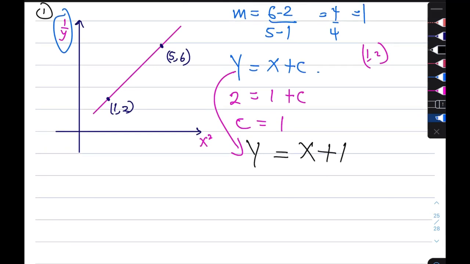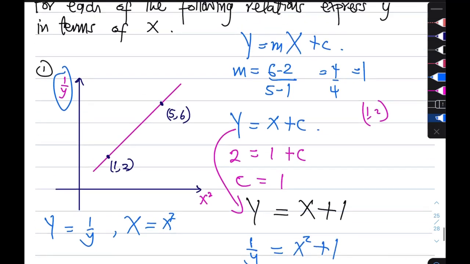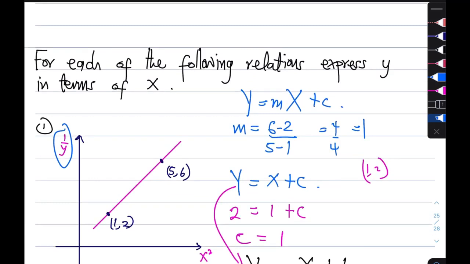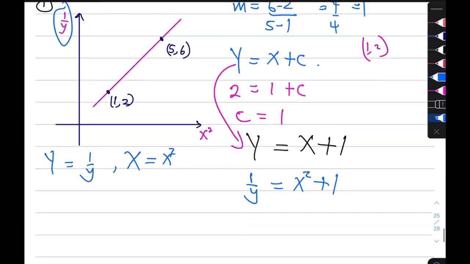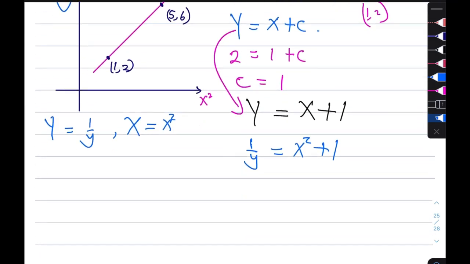But comparing what we have here with the graph, we can say that our big Y is 1 over y, and then our big X is x squared. So let's put those things here. So we have 1 over y is equal to x squared plus 1. But the question said that we should do what? We should express y, not express 1 over y. So this is also over 1.